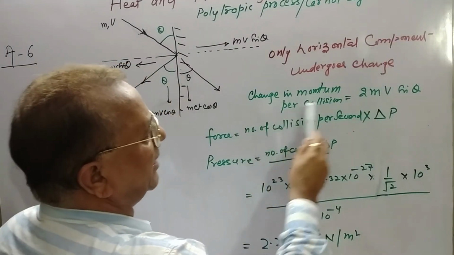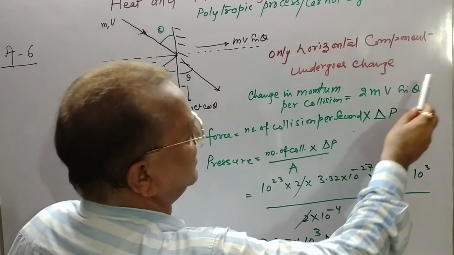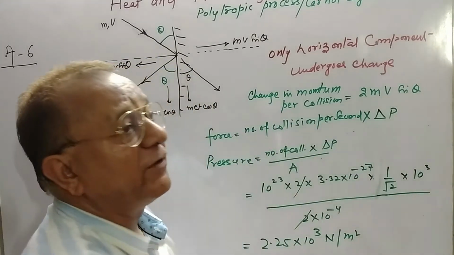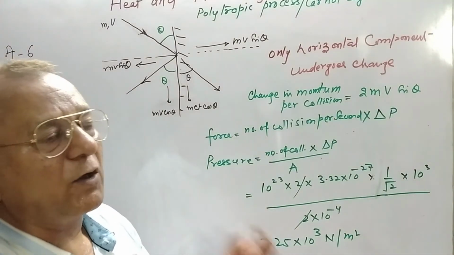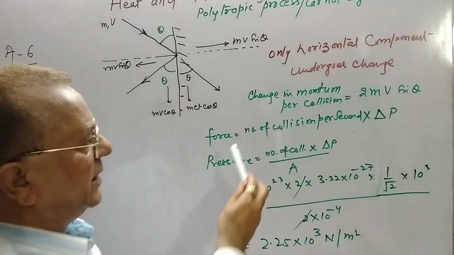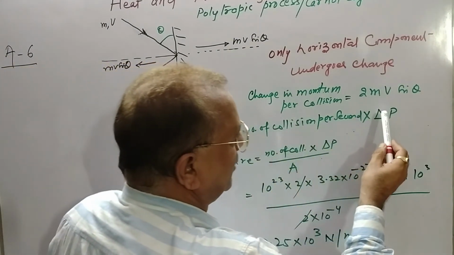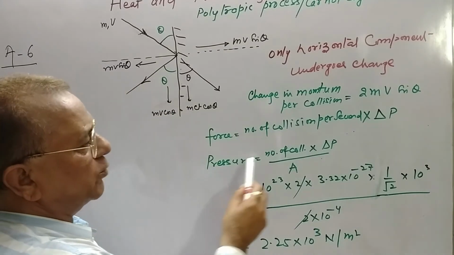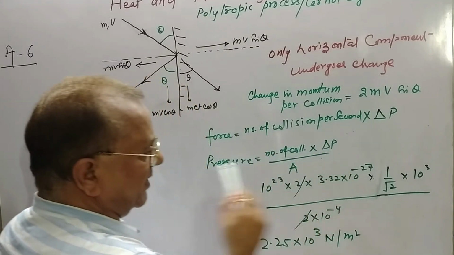Change in momentum per collision is equal to 2 mv sin theta. Force is the number of collisions per second times the change in momentum per collision. If you are given in t seconds, half an hour, 10 minutes, 1 minute, 2 minutes, then divide by time. Pressure is equal to number of collisions into delta P divided by A.